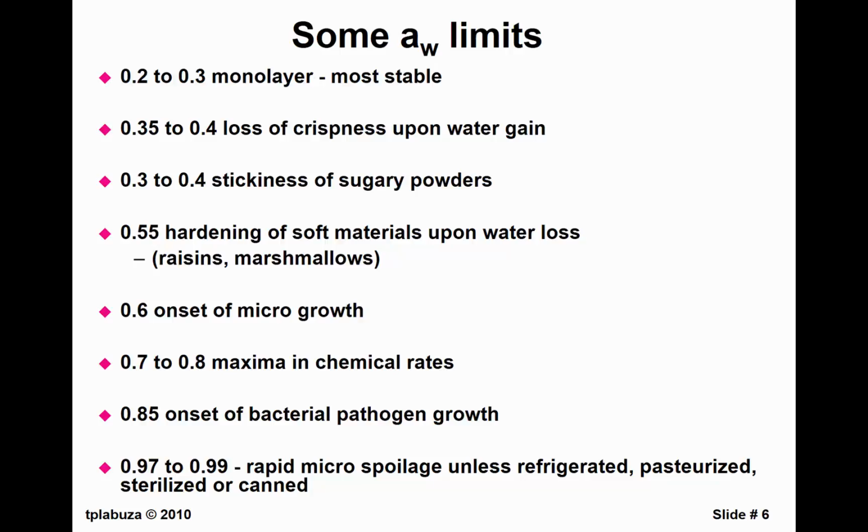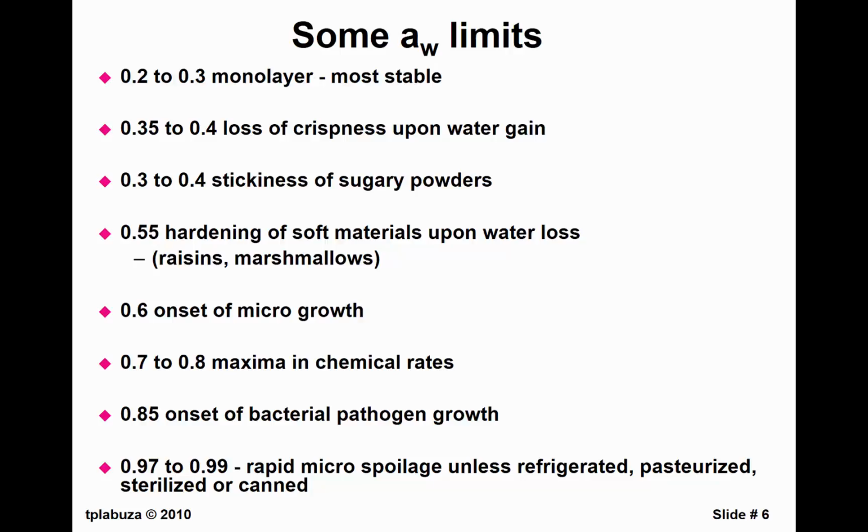For example, if we're somewhere in this range, we call it the monolayer range, a dry food has the longest shelf life. It's very, very stable. If you go higher, a crispy product is going to lose crispness. A sugary powder, such as milk powder, can get sticky. On the other hand, if it was a raisin at a 0.65 water activity on that previous graph, when it gets down to 0.55, the raisins get too hard. So that's another problem that we have.